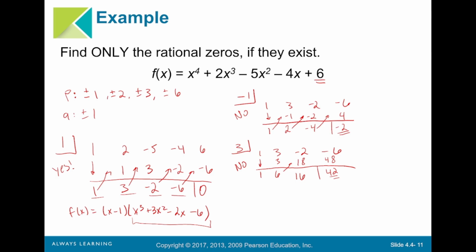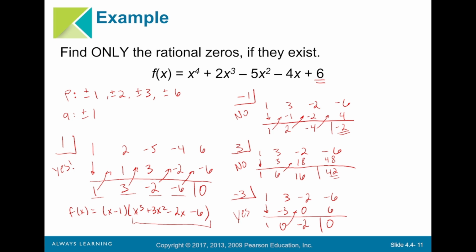Okay, so now let's try negative 3. We do 1, 3, negative 2, negative 6. Draw our bar. Drop the 1. 1 times negative 3 is negative 3. 3 plus negative 3 is 0. Bring up the 0. Negative 2 and 0 is negative 2. Negative 3 and negative 2 makes 6. 6 and 6 gives us 0. So that is also a rational 0.